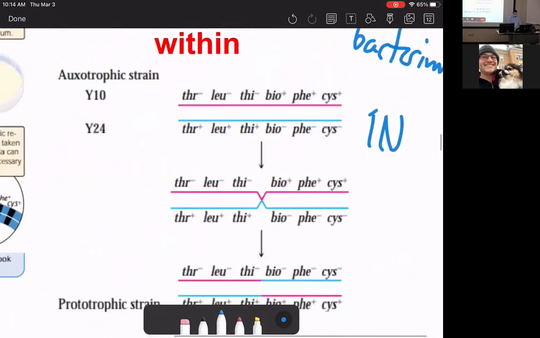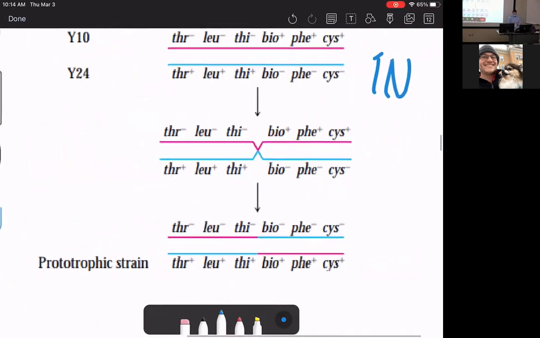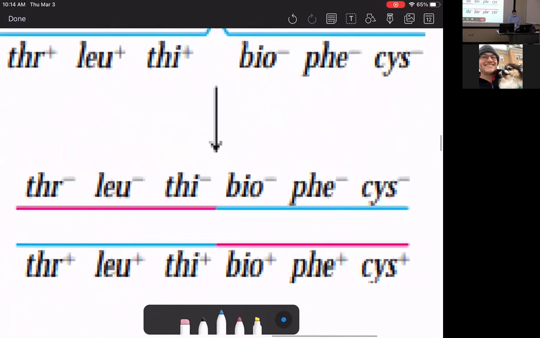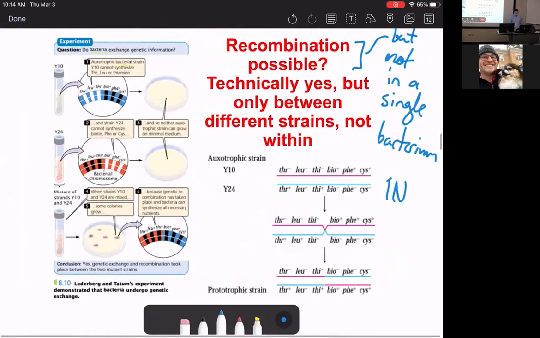So this is only going to happen between close enough species, and only going to happen if you force them to survive. Because what's happening here is, see down here, this offspring, it's got all those little pluses. That's the only offspring that can survive on this plate that we've engineered to not have any of those things.